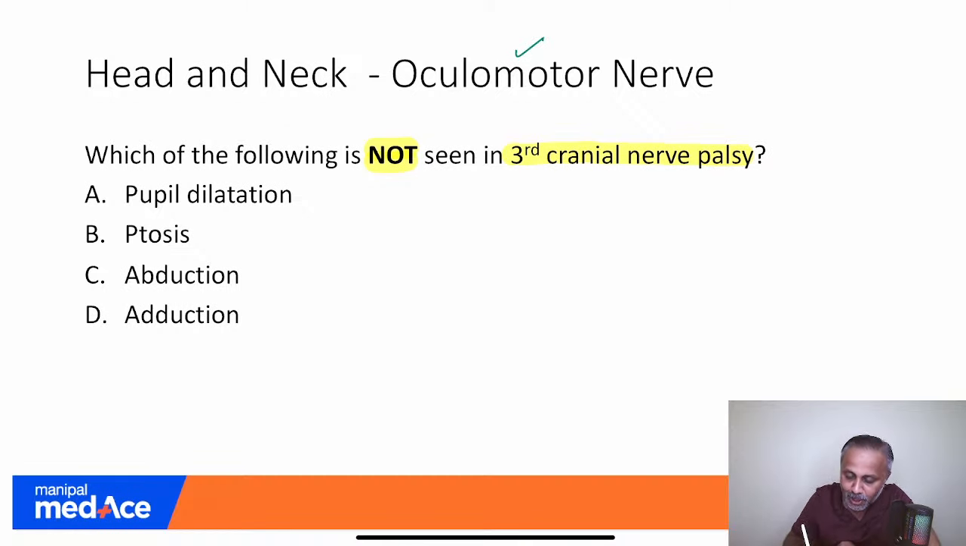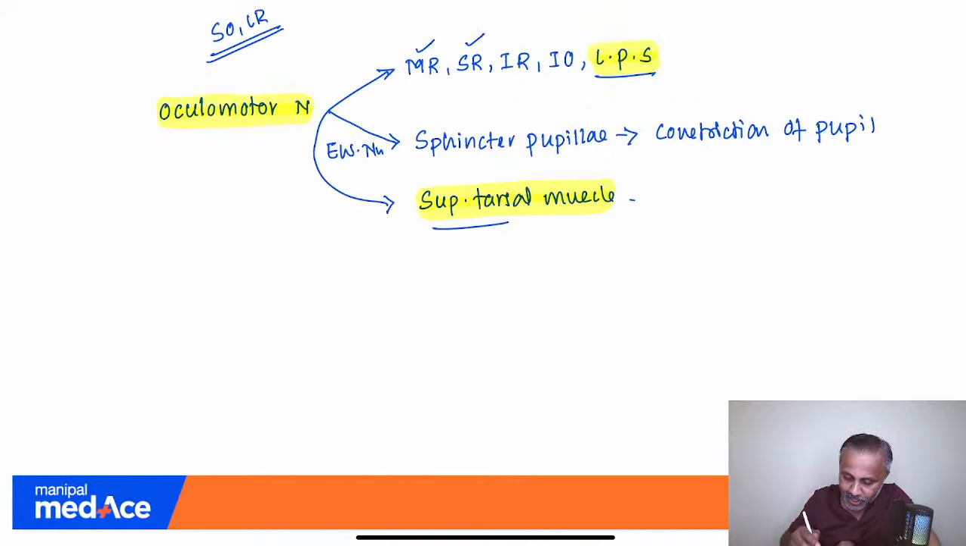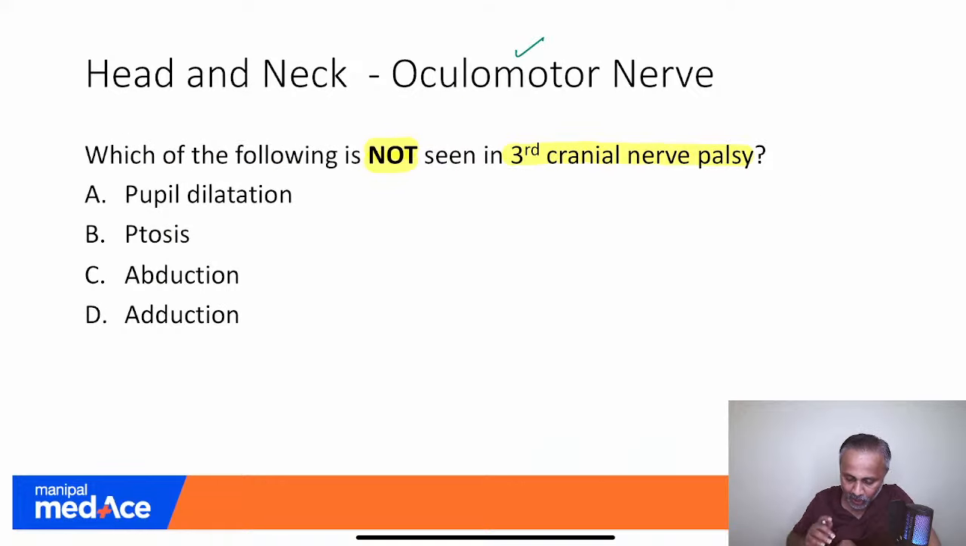Now, if oculomotor nerve is paralyzed, can it bring about adduction? No. Why? Because you have the involvement of medial rectus, superior rectus as well as inferior rectus, all of which can bring about adduction of the eyeball, right? So what is the correct option here? The one action which can never occur in oculomotor nerve palsy is the adduction of the eye.